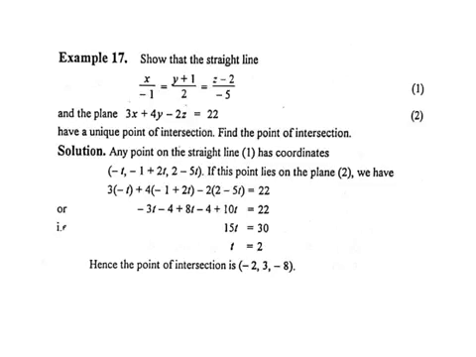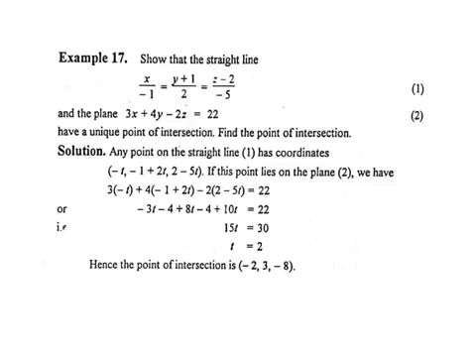Taking 15 as a common factor, we are left with t equals 2. Hence, the point of intersection becomes minus 2, 3, minus 8.